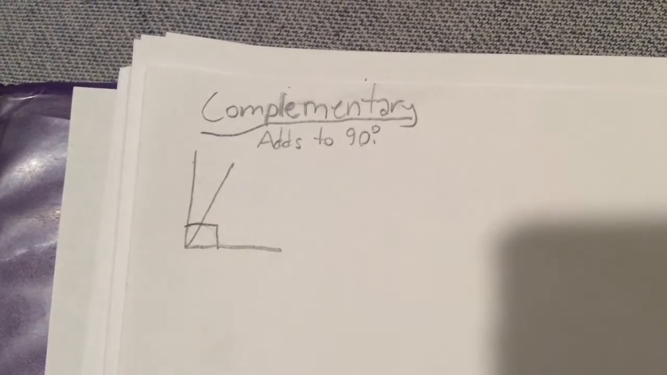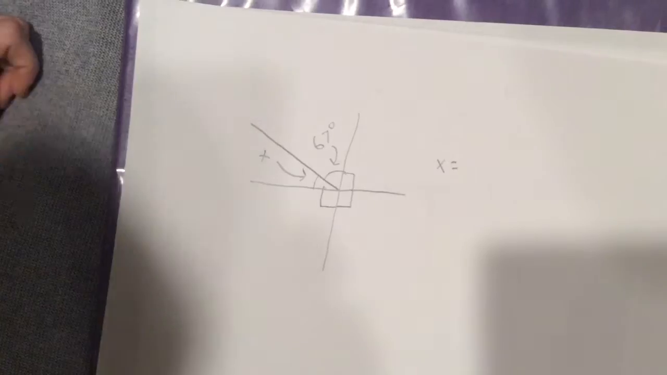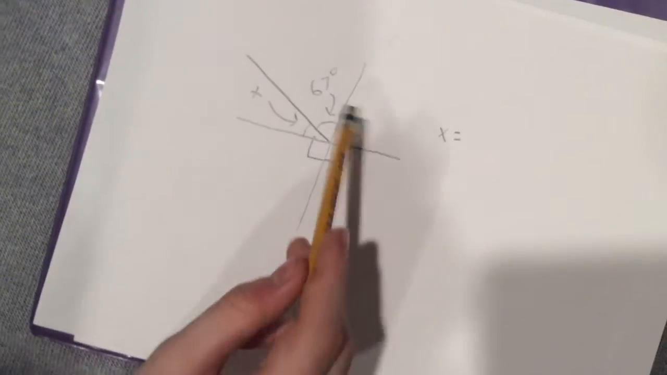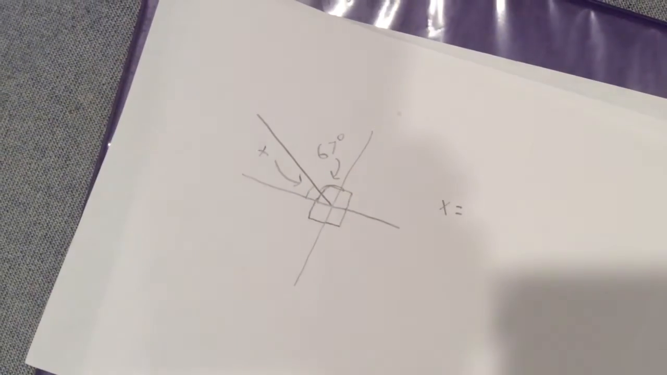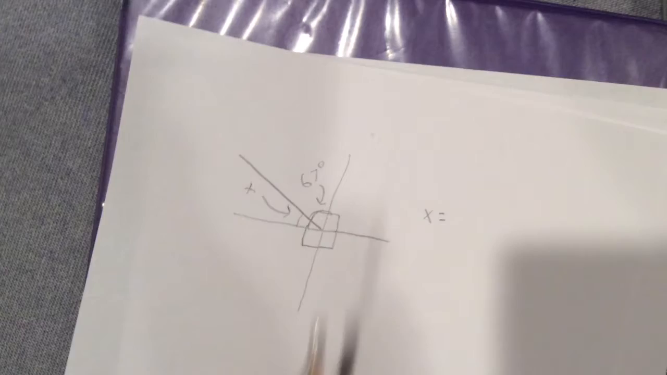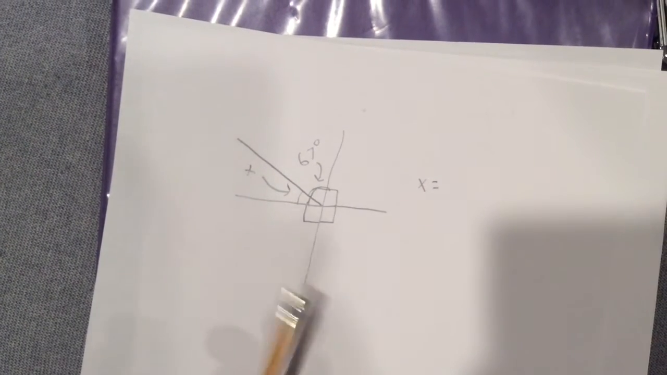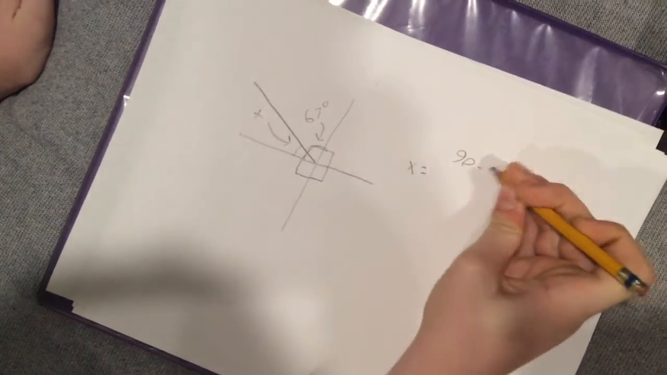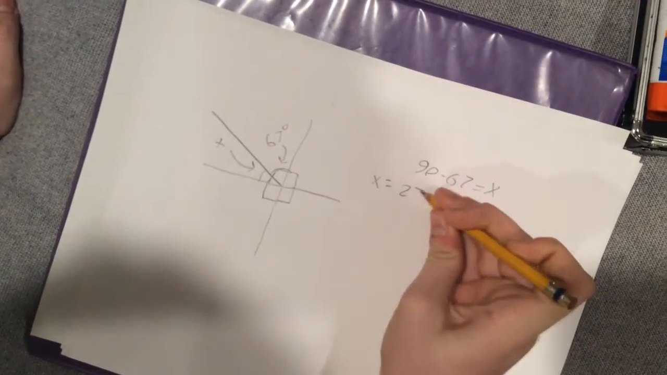Complementary angles add up to 90 degrees. In a situation like this, you can use complementary angles to figure out what x is. For instance, you know that this angle together must be 90 degrees, right? Because all the other angles are each 90 degrees. So you can find x by subtracting your given angle, which is 67 degrees, from 90 degrees. So 90 minus 67 equals x. So that means x would have to be 23 degrees.